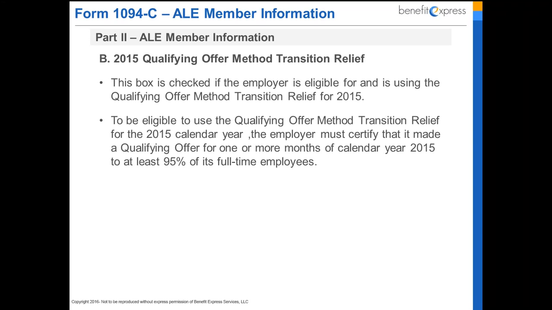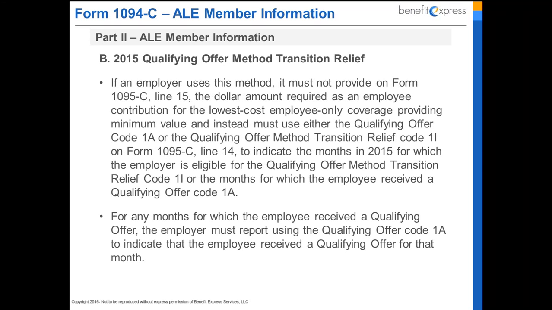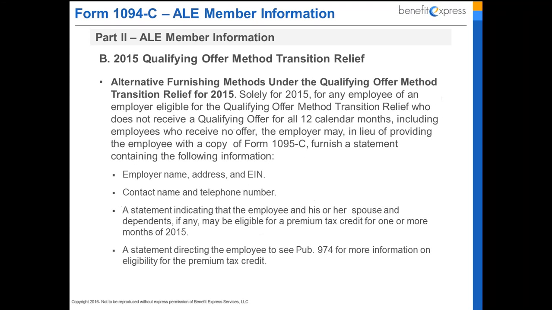And then you have the qualifying offer transition relief. To be eligible for that, the qualifying offer method transition relief for 2015, the employer must certify that it made a qualifying offer for one or more months to at least 95% of the full-time employees. That means 9.56% of the federal poverty line. If that's the case, there's an alternative method to filing, and here it indicates that instead of giving the employees a 1095-C, you give them a statement indicating the employer's name, address, and EIN number, contact name and telephone number, and a statement indicating the employee and her spouse could be eligible for a tax credit for one or more months. I don't see that many employers doing this.